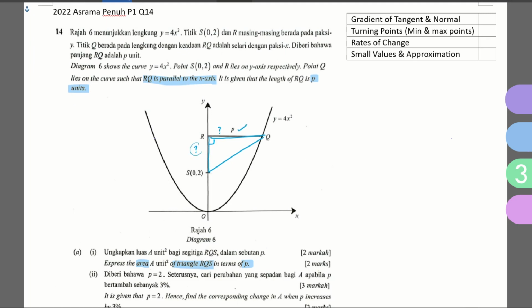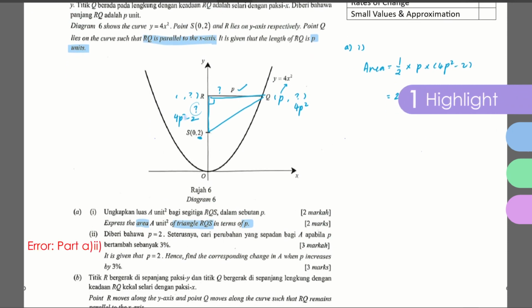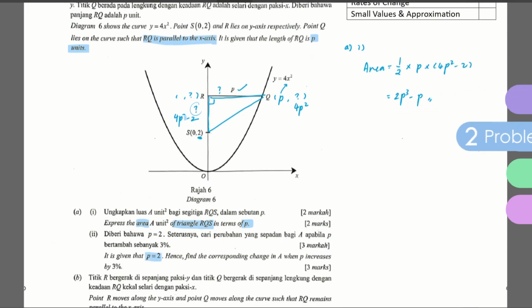But for this length, we need to find the y-coordinate of R, which is the same as the y-coordinate of Q. And for Q's x-coordinate, you already found, which is p. So we just sub p here. And for the 4p squared, we can minus the y-coordinate of S. And we can use 1 over 2 times base times height to find the area of this triangle, which is 2p cubed minus p.